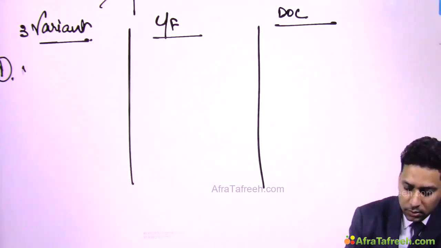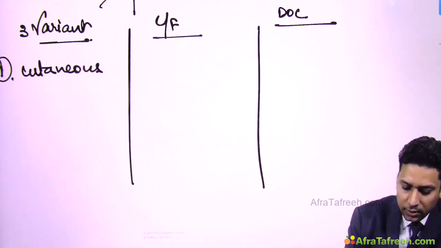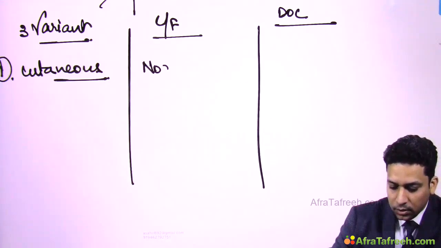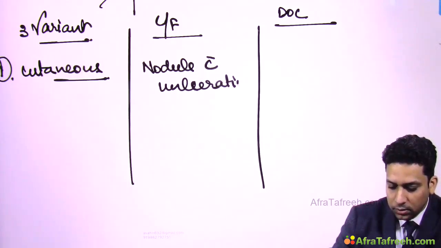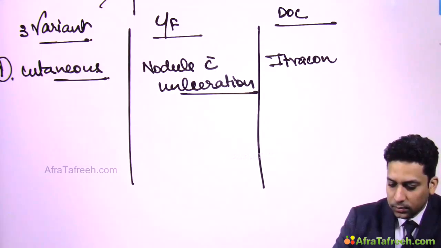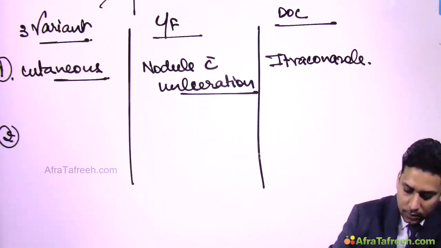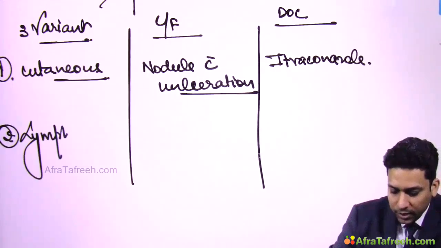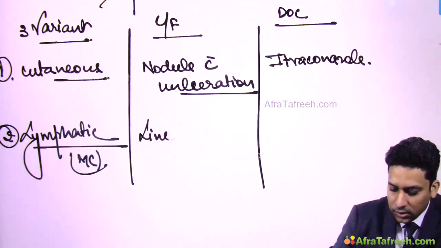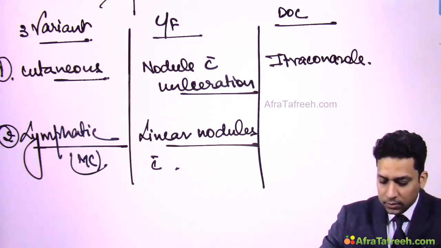Like the first one is the cutaneous variant. Cutaneous variant presents with a nodule with ulceration, and the drug of choice is itraconazole. Second is lymphatic. Lymphatic variant is considered the most common variant, where linear nodules are seen. Linear nodules with satellite lesions.